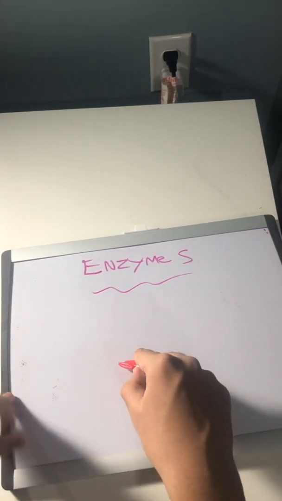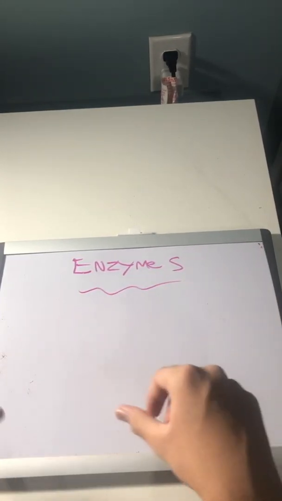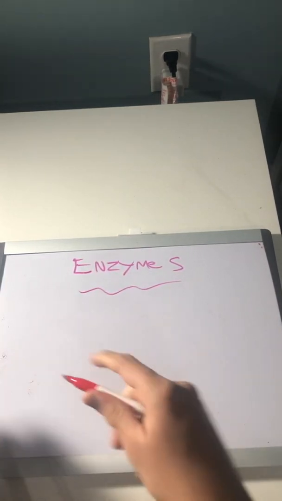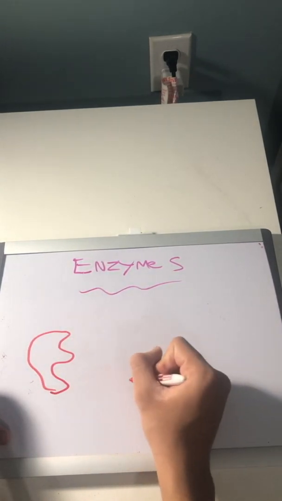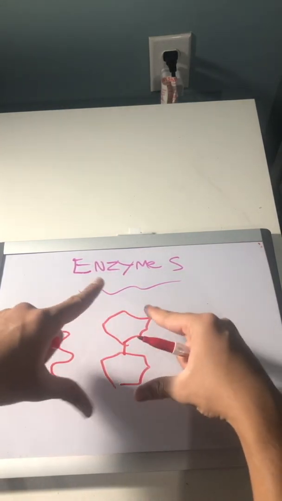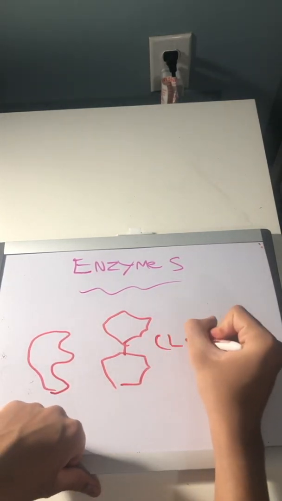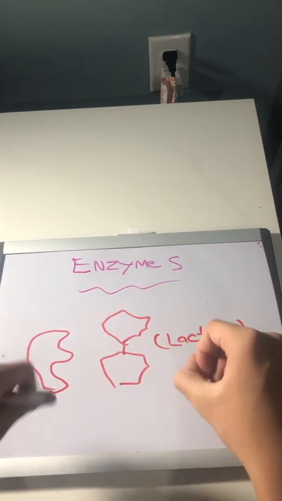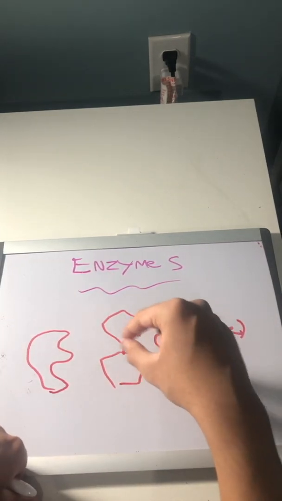Next, let's look at how enzymes actually work within macromolecules. For example, let's look at lactase. Sorry about my drawings. These are just two simple monosaccharides. This right here is lactose. This is a disaccharide like we discussed earlier, which has two monosaccharides connected with a glycosidic link.